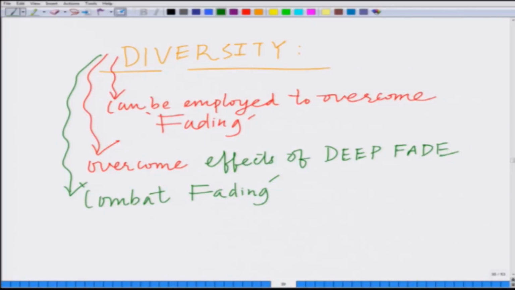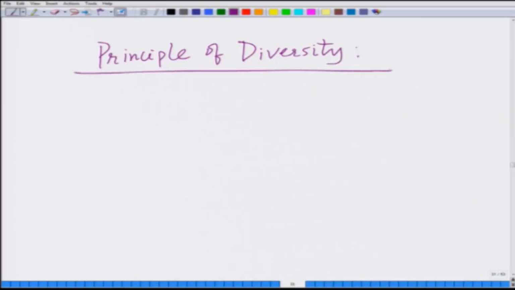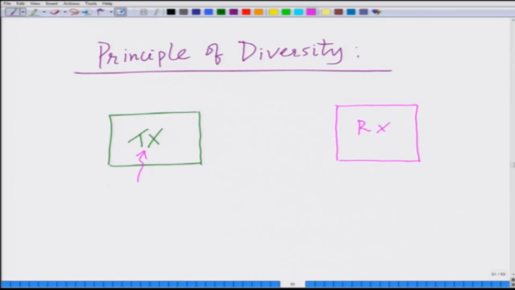And what is the key behind diversity? The principle of diversity is very simple and it can be explained as follows. Consider a transmitter and now consider a receiver in a wireless communication system. This is my transmitter, and this is my receiver. Traditionally, we have a single link between this transmitter and receiver.